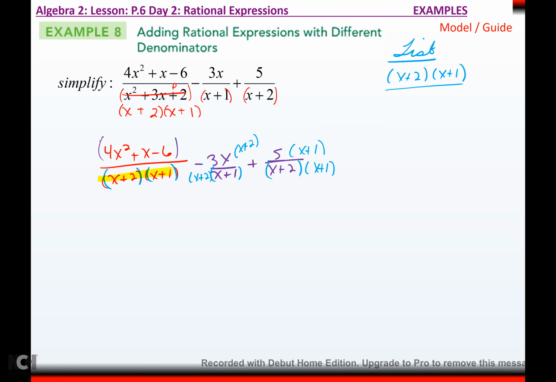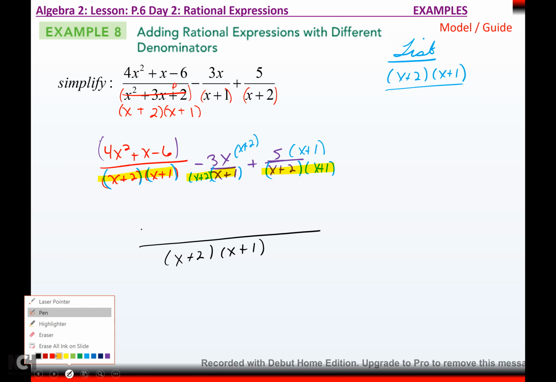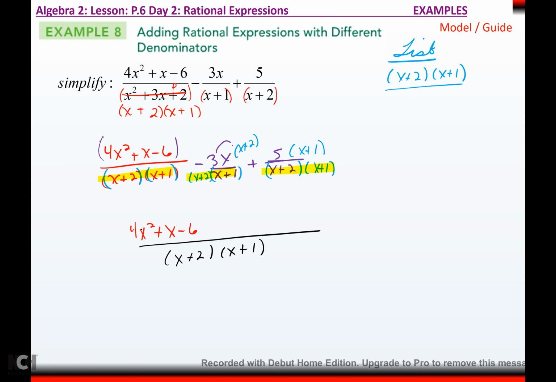And now you can see that all 3 of my denominators have the exact same factors in it, which means they now match, which means I can now keep it. The denominator is going to be x plus 2 times x plus 1. And I simplify. On top, we didn't have to multiply by anything, so that's going to be 4x squared plus x minus 6. The second one, I'm going to distribute, and I'm going to get negative 3x squared, negative 6x.